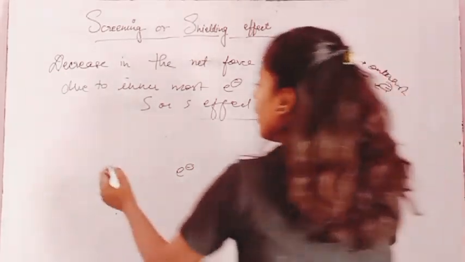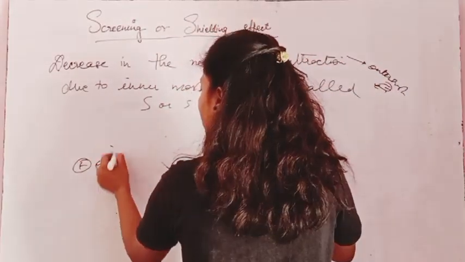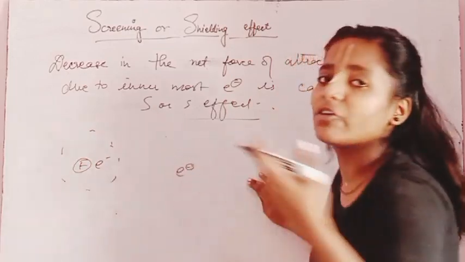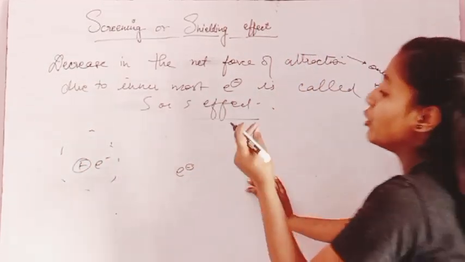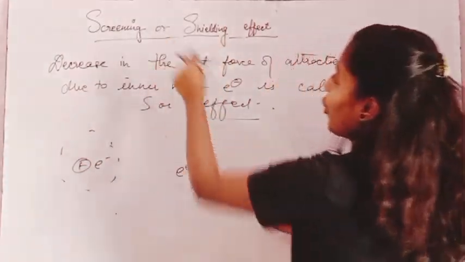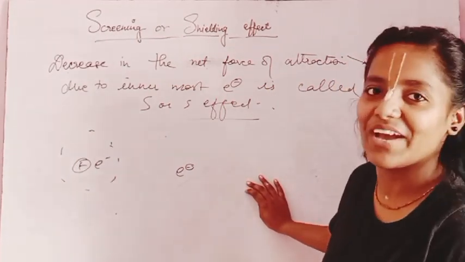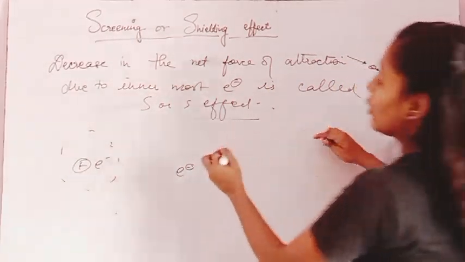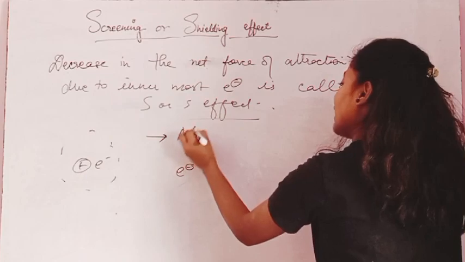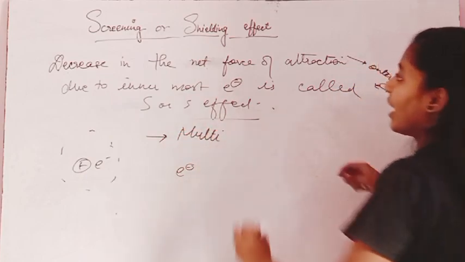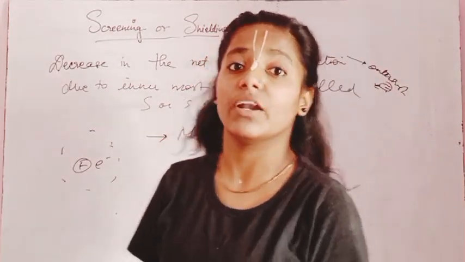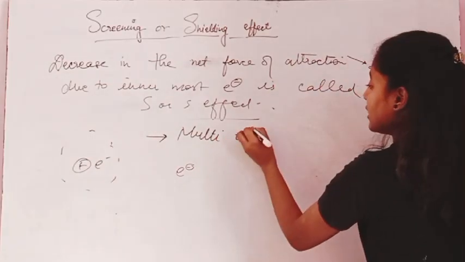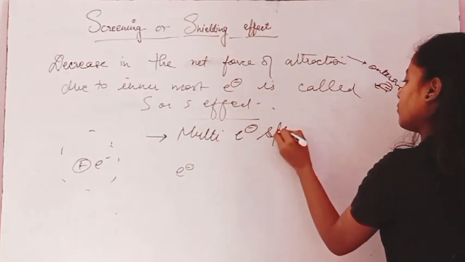If you think, if there were only one proton and one electron, and no inner electron at all, then there could not be any screening or shielding effect. So what we can conclude from here, one more point, is that this screening or shielding effect will only work upon multi-electron species.